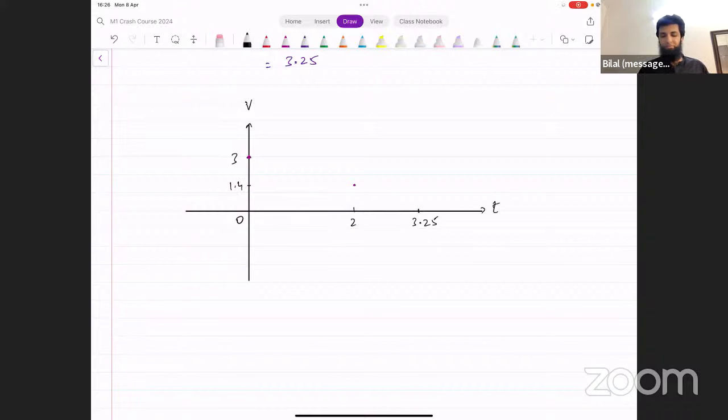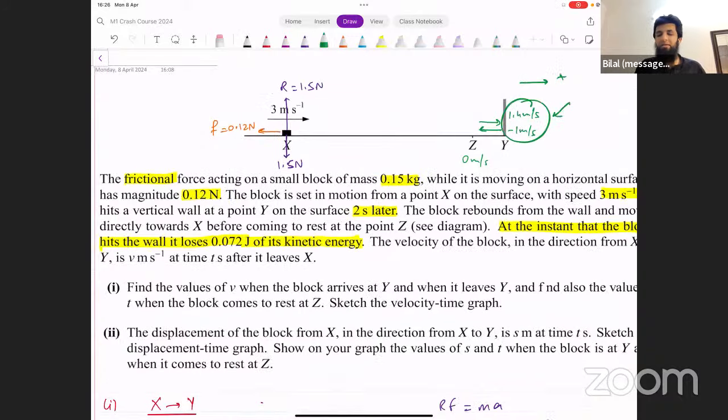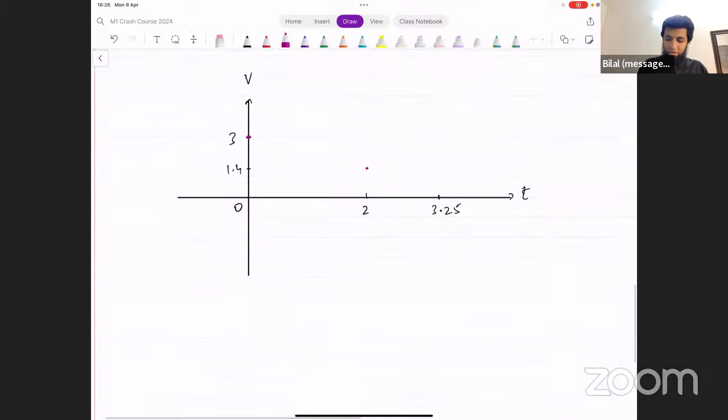And then when it hits the wall, what happens is its velocity instantaneously goes from 1.4 meters per second to -1 meters per second. So at that same time instant, the velocity changes abruptly to -1. So it's going to go down here like this. And then at 3.25, it comes to rest.